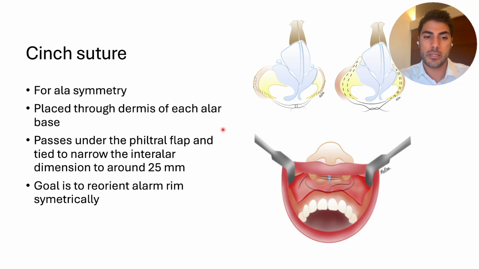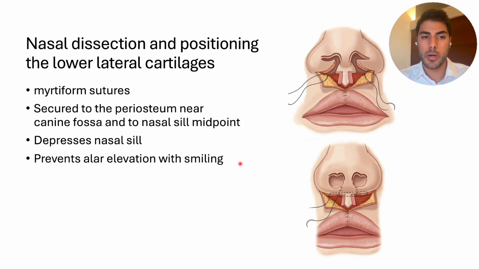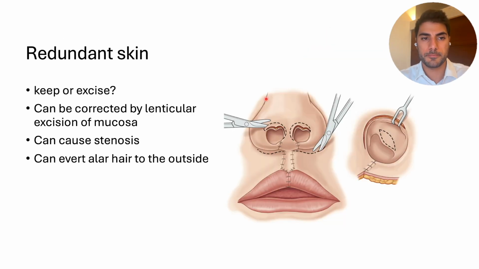Basically it goes to the dermis of the alar base. It passes under the filtral flap and is tied to narrow the interalar dimension to around 25 millimeters, and the goal is to reorient the alar rim symmetrically. We also have something called the Myrtiform sutures. These sutures are secured to the periosteum of the premaxilla near the canine fossa, and then we secure them to the midpoint on the nasal sill. Their function is that when smiling, it prevents the alar elevation and depresses the nasal sill.